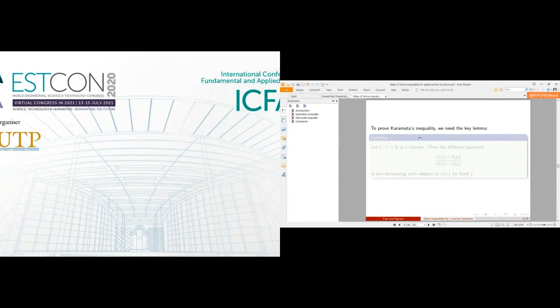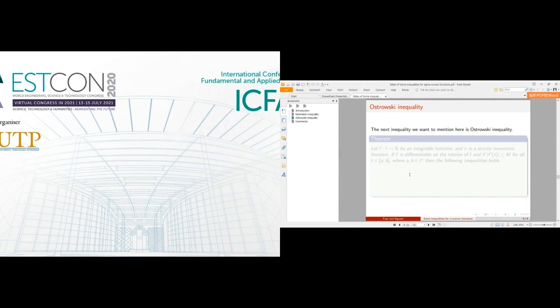The key to proving the Karamata inequality is the following lemma. Let f from I to R be sigma convex, then the difference quotient (f(x) minus f(y)) over (sigma(x) minus sigma(y)) is non-decreasing with respect to sigma(x) if we fix y. Using this lemma, it is easy to prove the Karamata inequality.